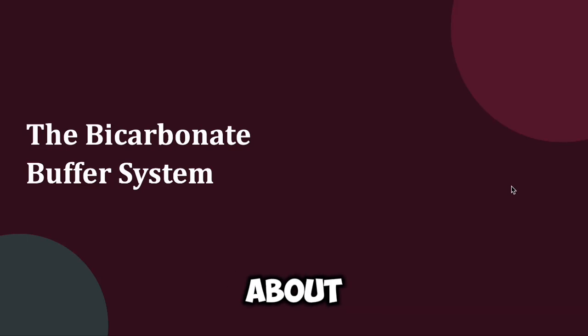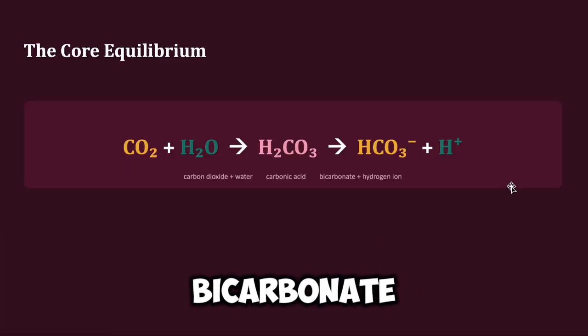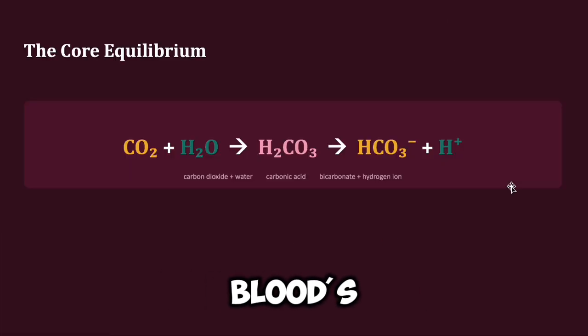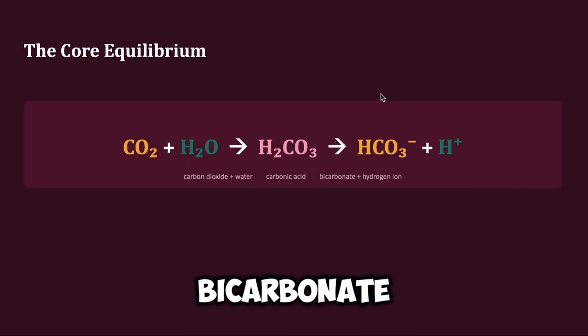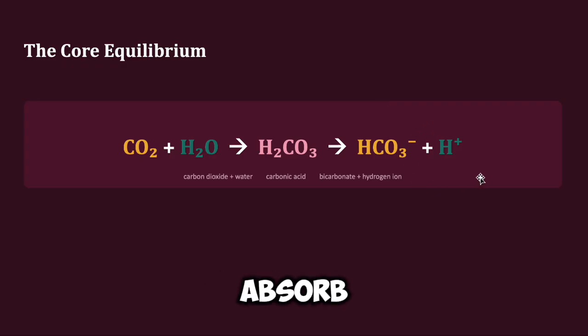Today, we are going to be talking about the bicarbonate buffer system and how this can be tested on the MCAT. What is the bicarbonate buffer system? It is our blood's main defense against becoming too acidic or too basic. It is a pair of chemicals, carbonic acid and bicarbonate, that can either release or absorb H plus on demand, keeping our blood locked in a narrow pH range of 7.35 to 7.45.